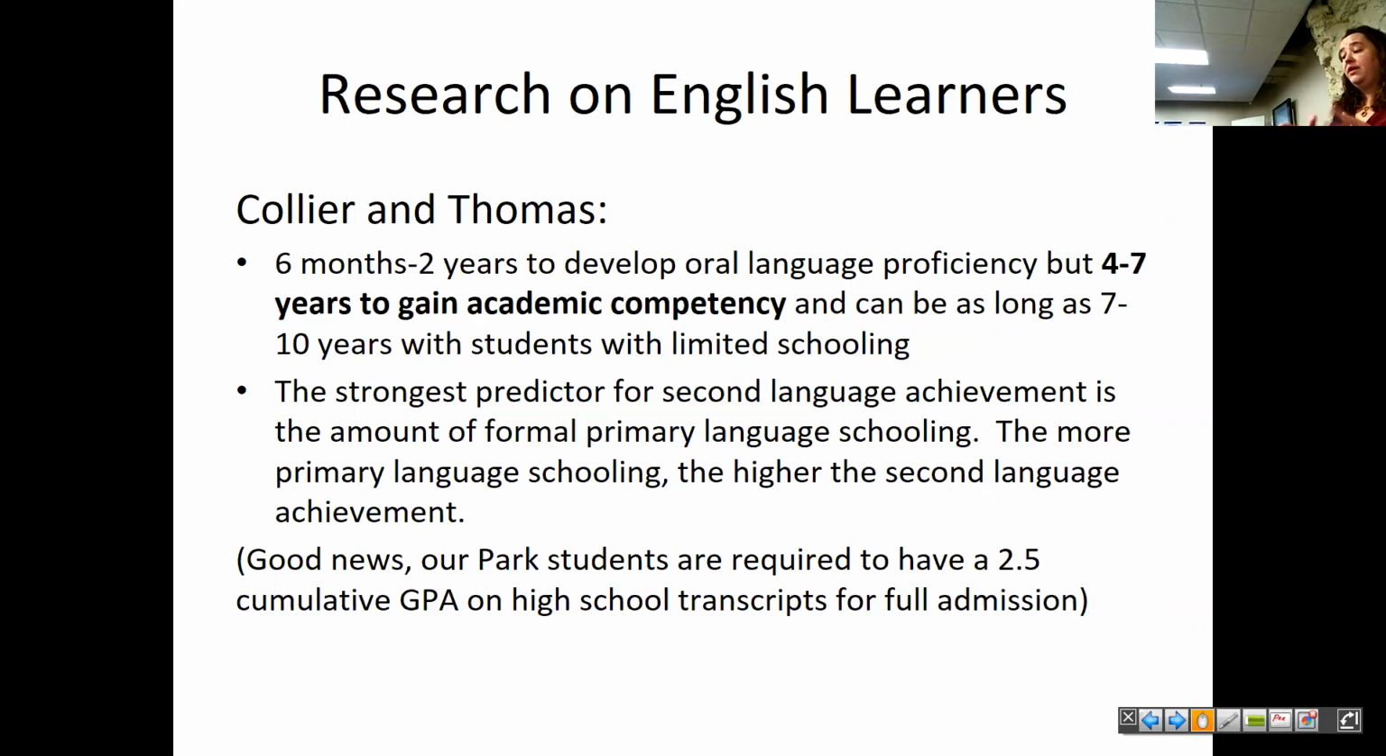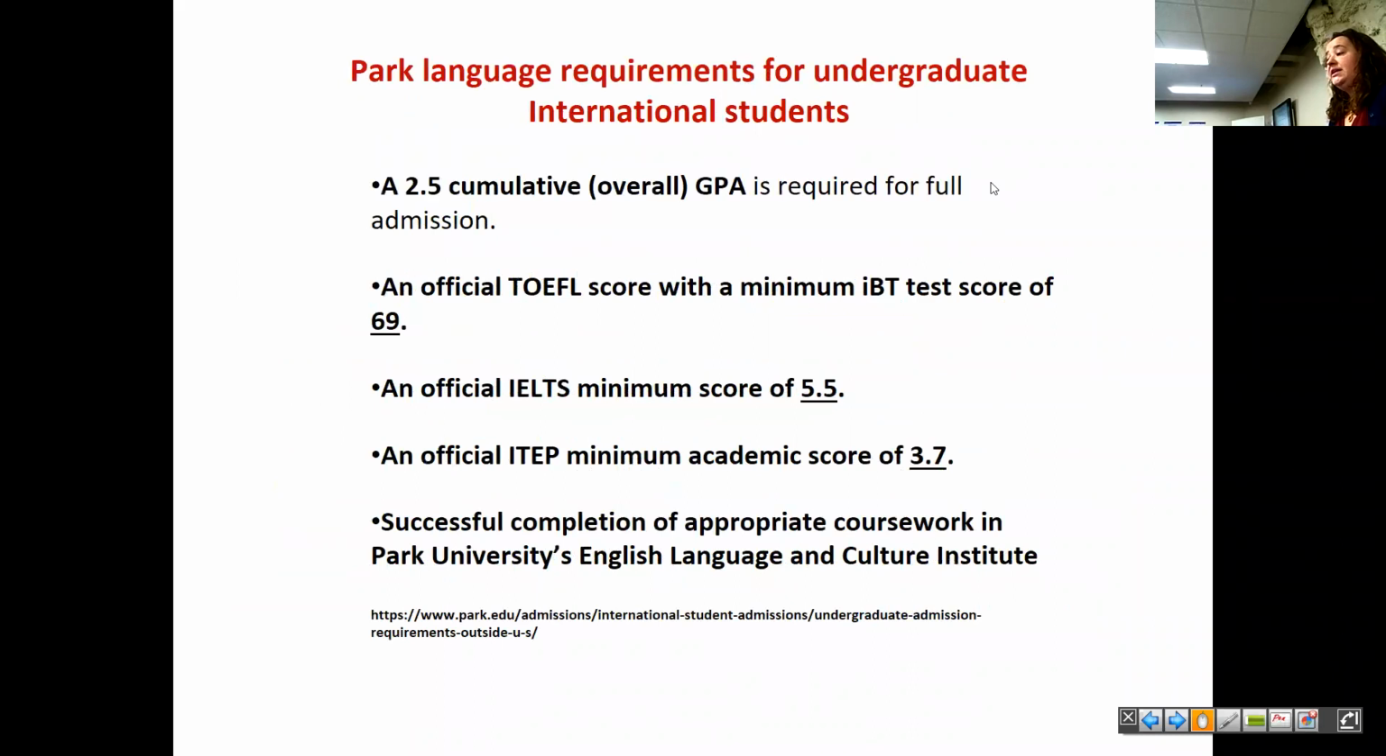This is something that they're able to do because they have that strong academic language in their first language. And so we see here exactly what Park requires for an international student to enter into their undergrad program. This is their minimum requirement. Some students come in with higher than this, but we wanted to show you what the minimum was, just to show you that this is kind of the lowest type of student acquisition that you might experience in your class.